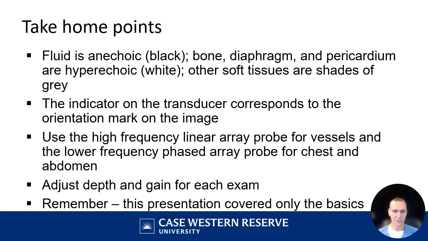So take-home points. Fluid is anechoic, it's black. Things like bone, diaphragm, pericardium, those are hyperechoic, they're white on the screen. Tissues, muscles, those are going to be some sort of shade of gray. Always know where the indicator on the transducer corresponds to the orientation mark on the image. Use the higher frequency linear probe for vessels, potentially the lung, and the lower frequency phased array probe for the chest and abdomen. You can also use the convex probe for the abdomen.